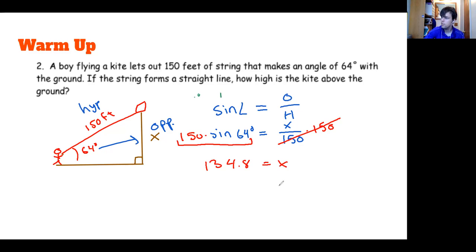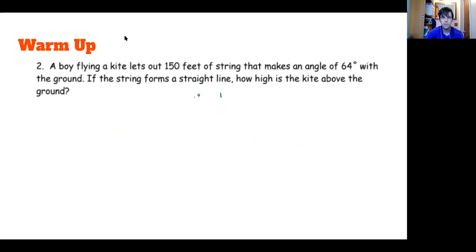On the quiz, I do believe I ask a couple different things. I either ask you to round to one decimal place or to the nearest whole unit. So in this case, we're talking feet. If this was a whole unit, we would round it to 135 feet. So that's how high above the ground the kite is. All right, let's go ahead and clear this and move on to the next one.